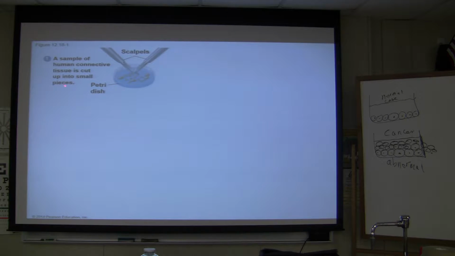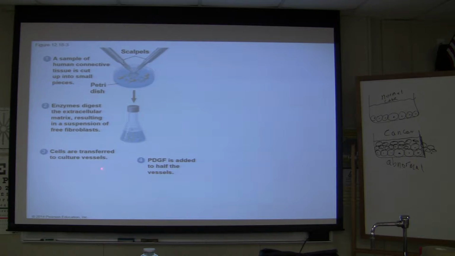Okay, so that's what it says. A sample of human connective tissue is cut up in small pieces, and then enzymes digest the extracellular matrix, releasing a suspension of fibroblasts. A fibroblast is a type of connective tissue cell. Cells are transferred to culture vessels. PDGF, external factor.